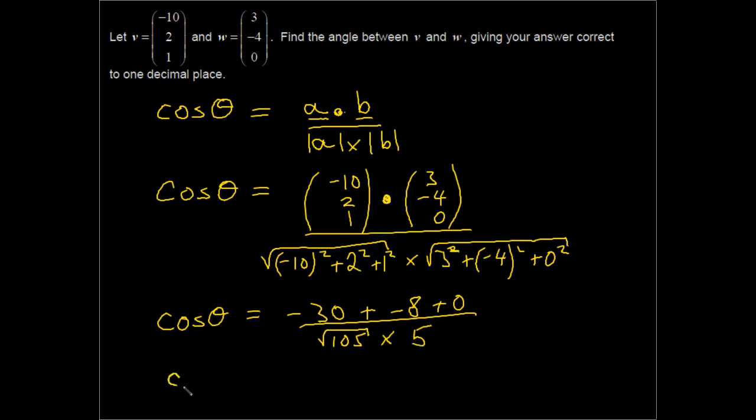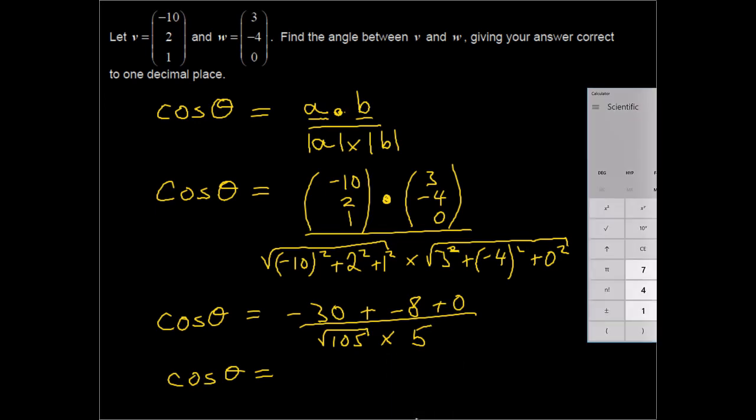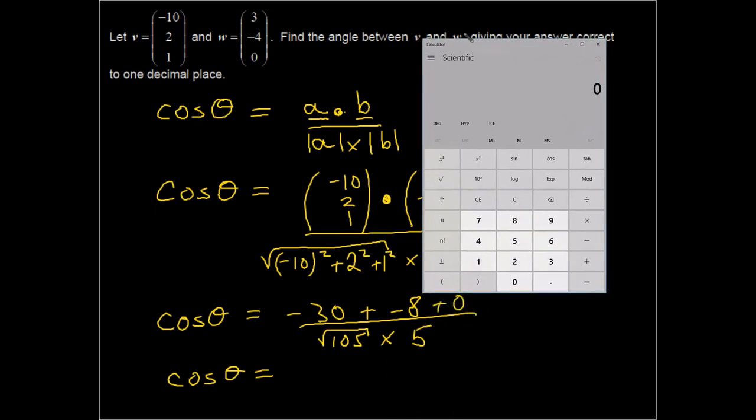Then I can work out cos theta, which I can use my calculator for. So cos theta is going to be negative 30 plus negative 8, which is negative 38, and then we're going to divide that by, open bracket, 5 times square root of 105, close bracket, equals, so cos theta is negative 0.741.